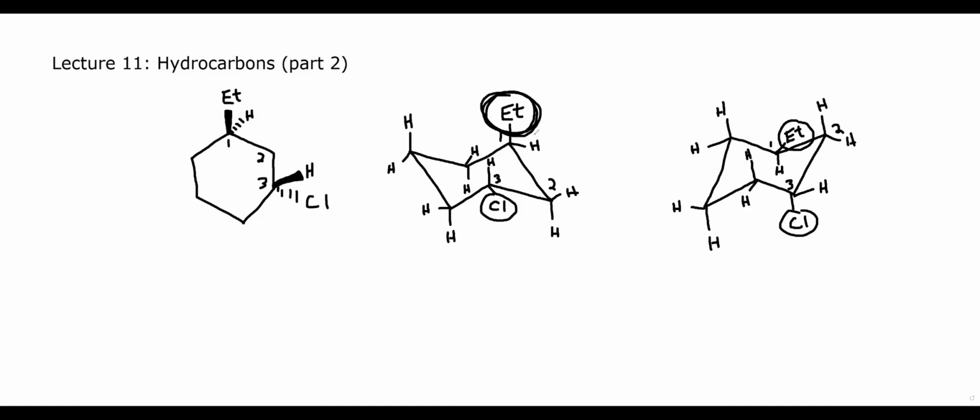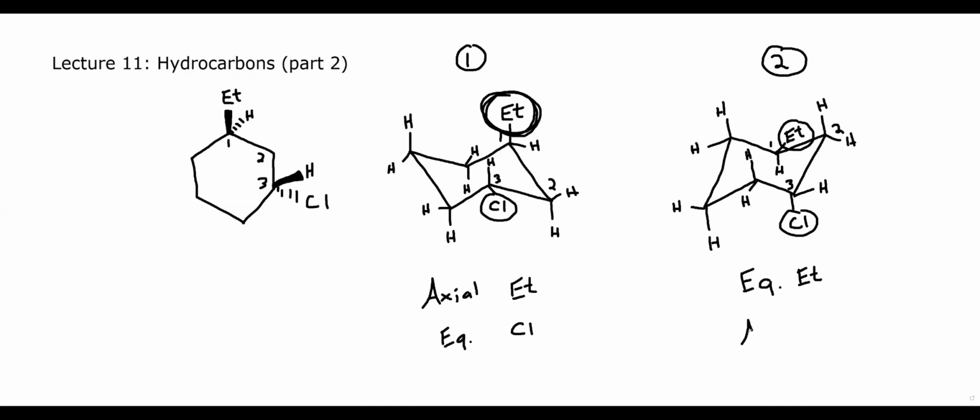Well, on the left here, on structure number 1, we have an axial ethyl, and we have an equatorial chlorine. And on the right, we have an equatorial ethyl and an axial chlorine.